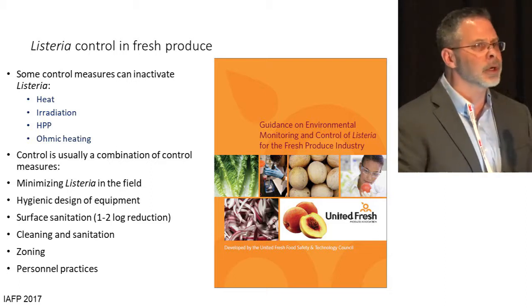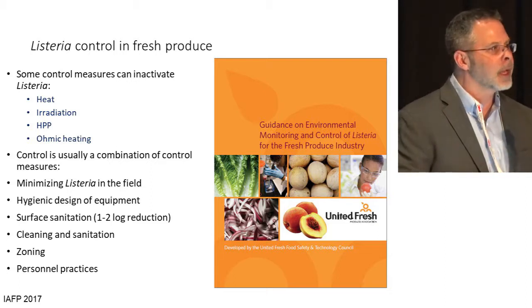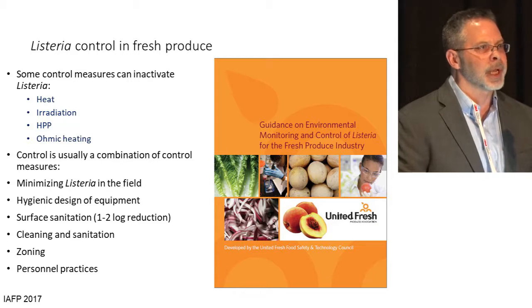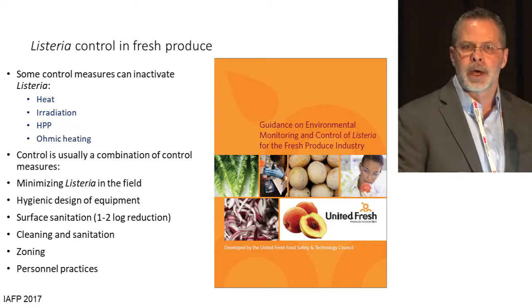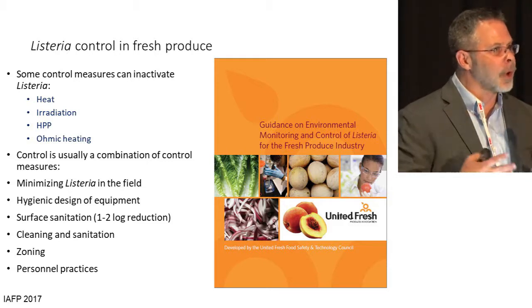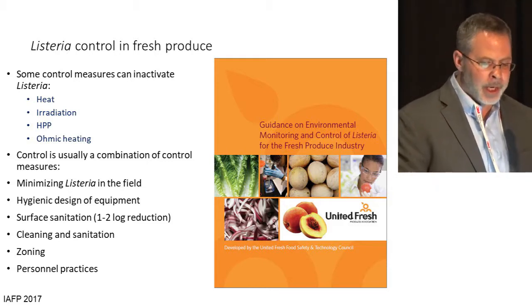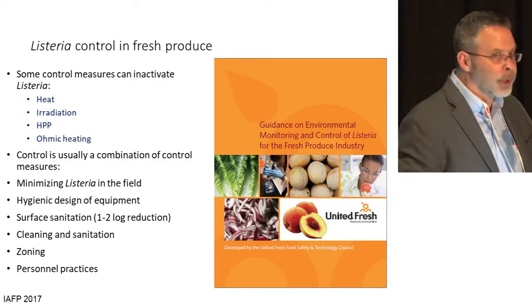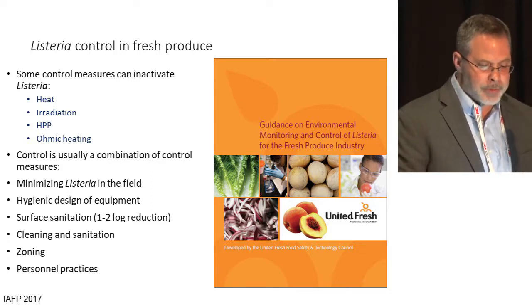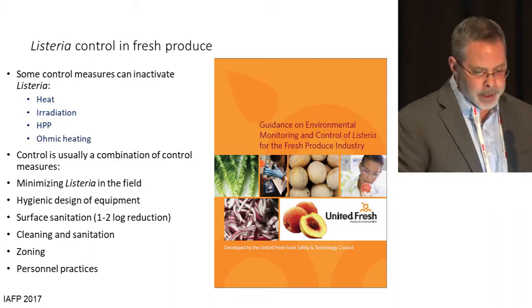But for produce, it's similar, but a little bit more tenuous, because we don't have those absolute controls for fresh produce. We have some things that can lower the risk. We have some things that can manage the sources of contamination, but we don't have a kill step. We don't have a roasting step or a retort step. We have to rely on a variety of control measures to work together. So some examples, if you can apply some of these processes, that's great. But it's usually a combination of control measures such as minimizing Listeria in the field, looking at hygienic design of equipment so you're not recontaminating.